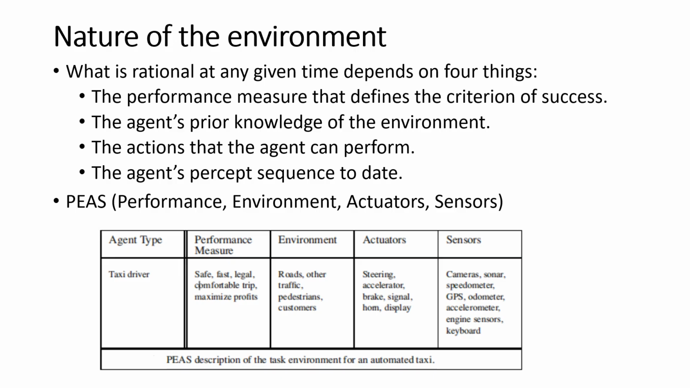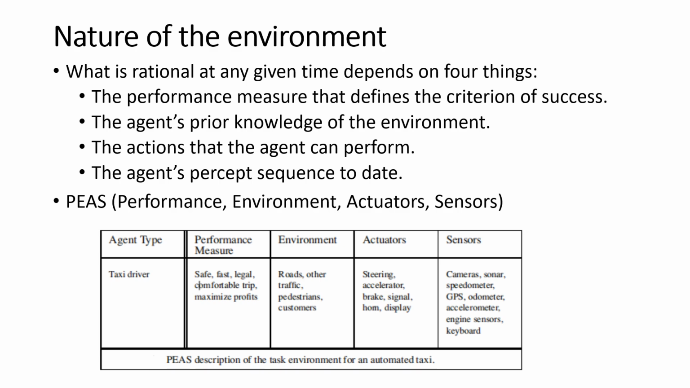First one is performance measure that defines the criterion of success. Second one, agent's prior knowledge of the environment. And third one, actions that the agent can perform. And the fourth one, agent's percept sequence to date.